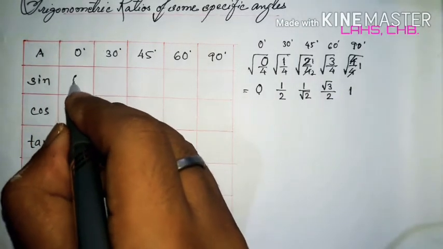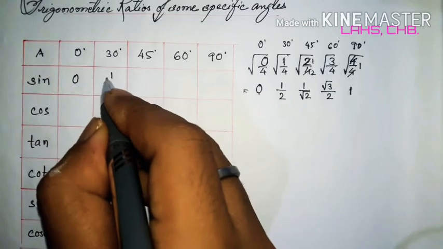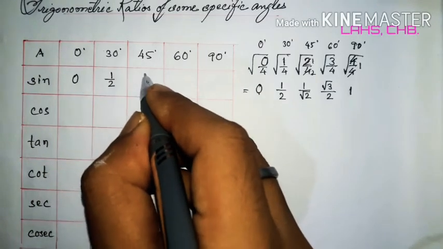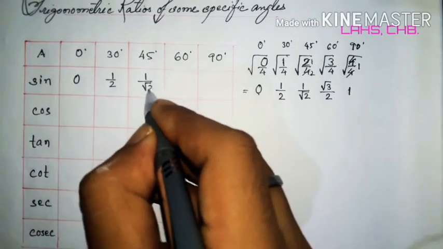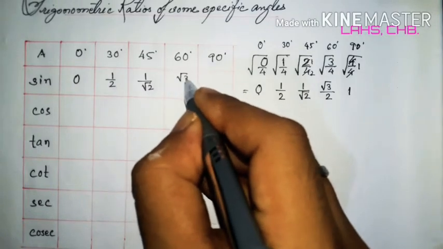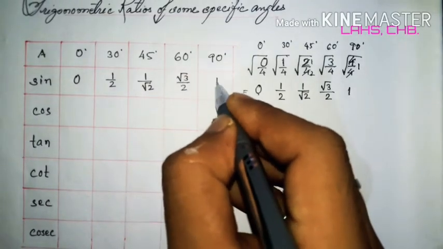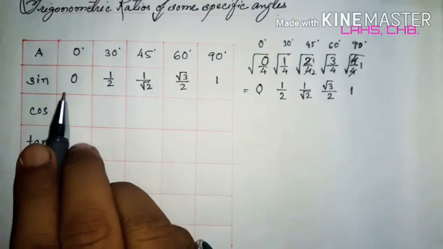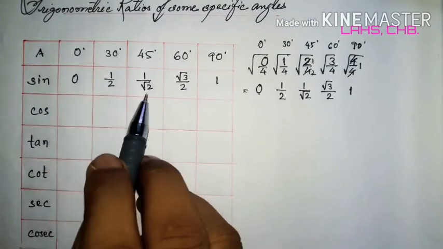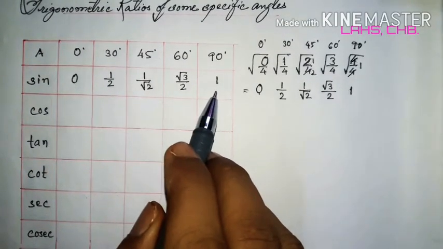Sine 0 degree value we got 0, sine 30 is half, 1 by 2, then 1 by root 2, then root 3 by 2, then 1. We got the values of sine 0, sine 30, sine 45, sine 60 and sine 90.